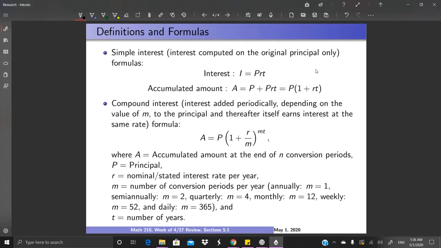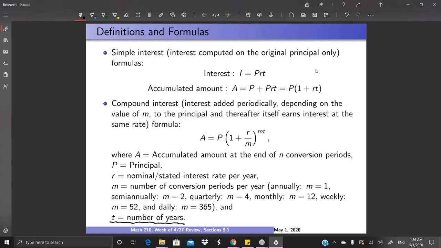You take that and multiply by R, the nominal or stated interest rate. That's usually given in the problem as a percentage, so we have to convert it to a decimal. And of course, T is time in years. Very important, the number of years. So if you're given months, weeks, or whatever time period they give you, you have to convert that into years.